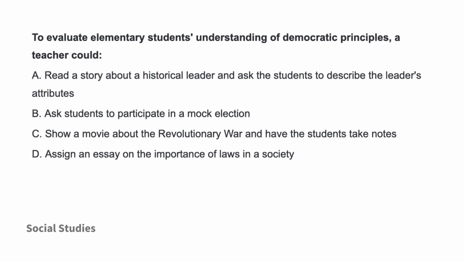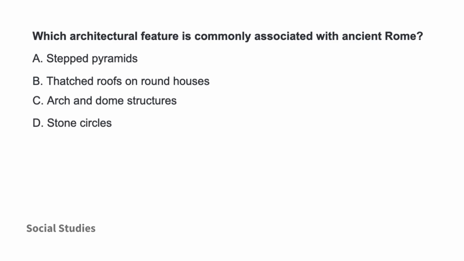To evaluate elementary students' understanding of democratic principles, a teacher could have a look at the answers down below. Select yours. The correct answer is letter B, ask students to participate in a mock election. Which architectural feature is commonly associated with ancient Rome? That would be letter C.